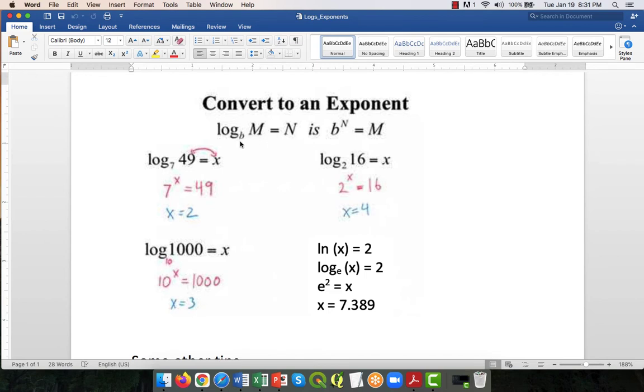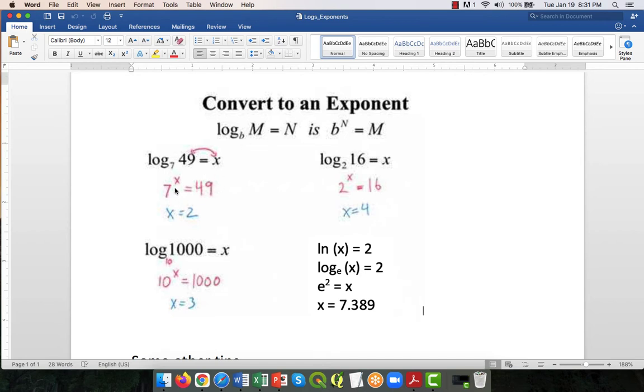I want you to think about the base of the logarithm, this number b, is also the base of our exponent. And I go across the equal sign to convert it to an exponent. So b to the n power, n as in Nancy, equals m as in Mary. So this equation here is identical to this equation, b to the n equals m. So let's apply this to some logarithms.